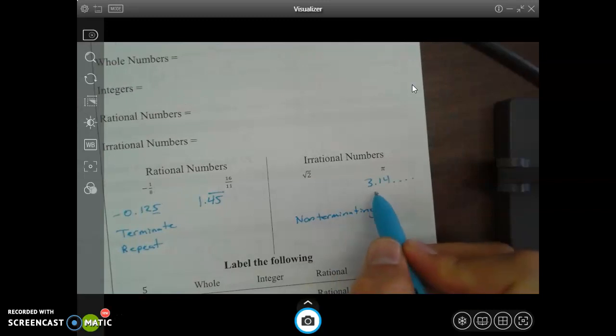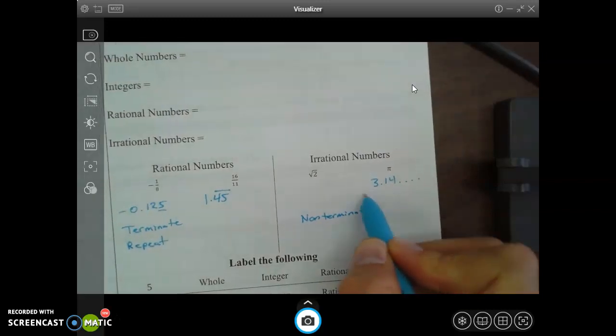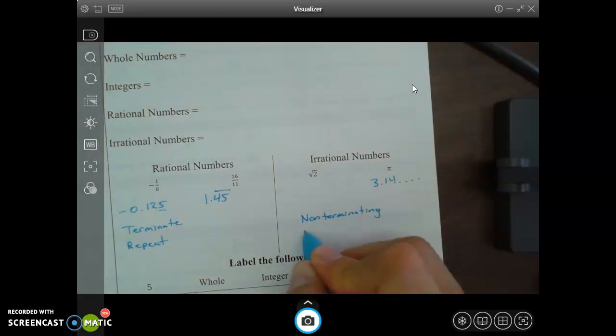And just like with 3.14, that never ends and it never repeats, so it's non-repeating.